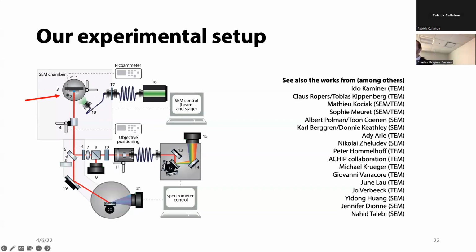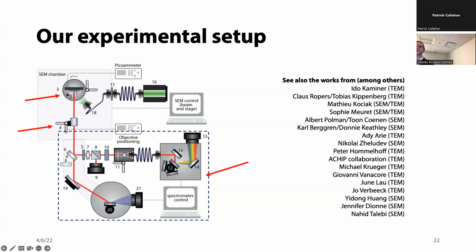So let me just highlight a few important features of the setup. This is the vacuum chamber. This point here is where the electron beam interacts with the sample. The light is directly detected with this microscope objective that's directly in the chamber. Then light gets sent into this area, which is mostly optical spectroscopy detection.